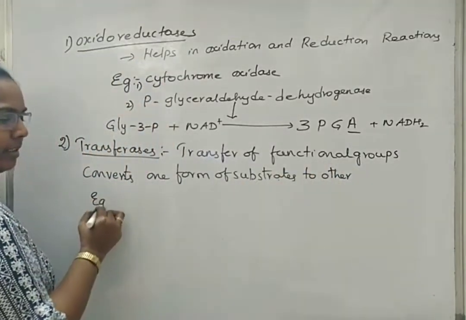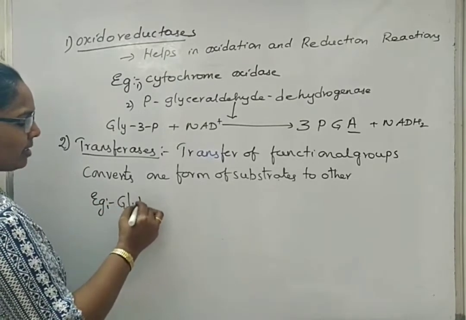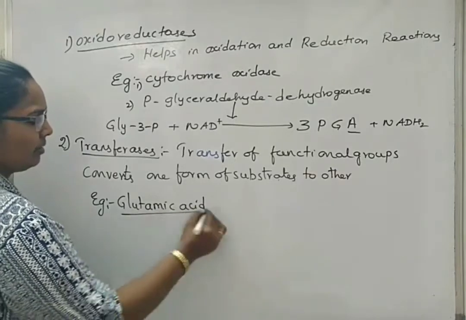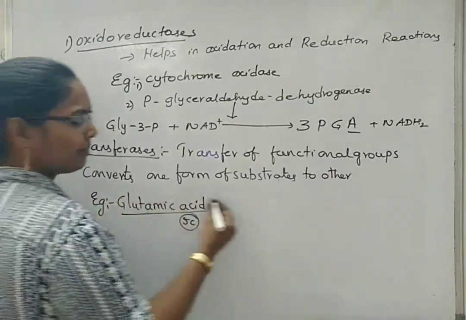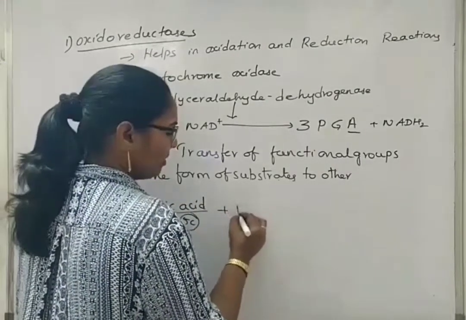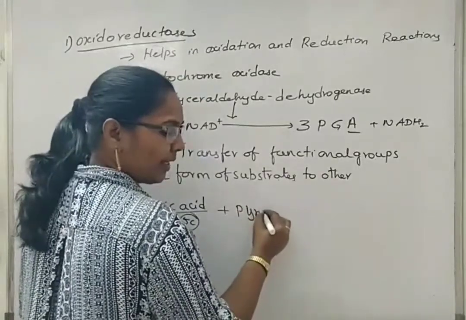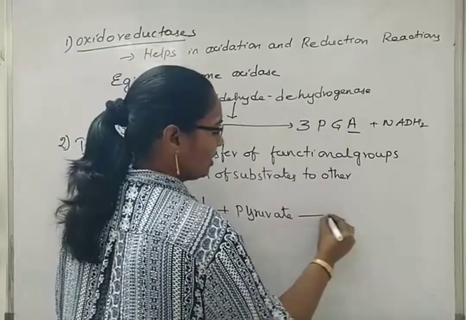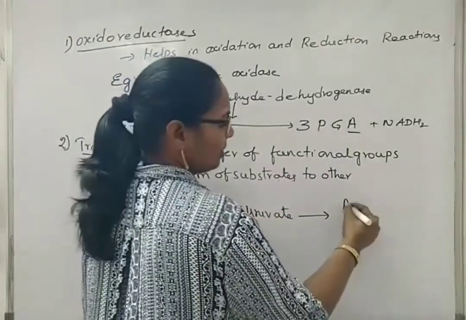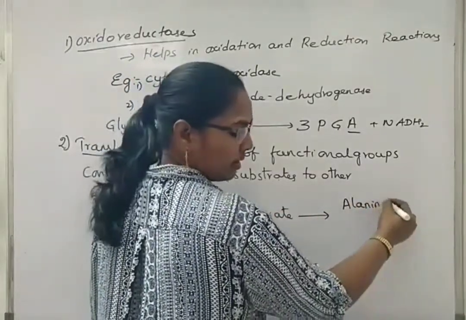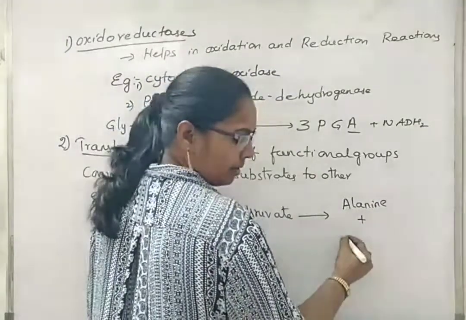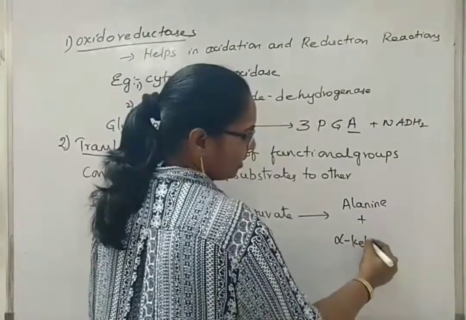Example we can take here: glutamic acid, one type of amino acid which has 5 carbons, plus pyruvate. These are converted into alanine, another amino acid, and alpha-ketoglutaric acid.